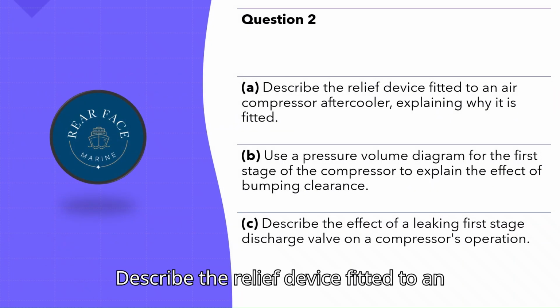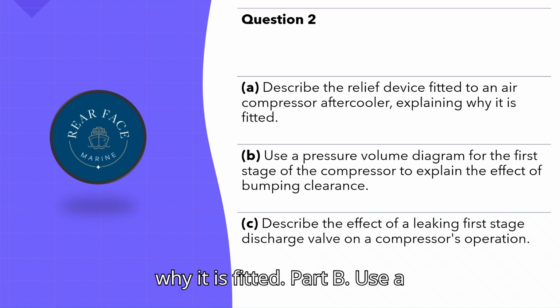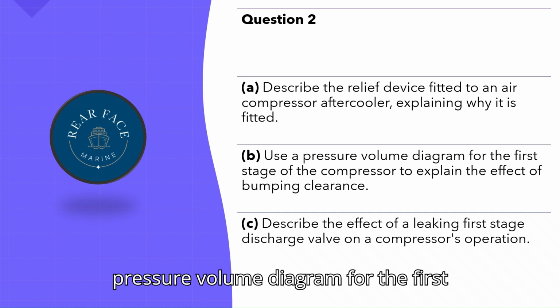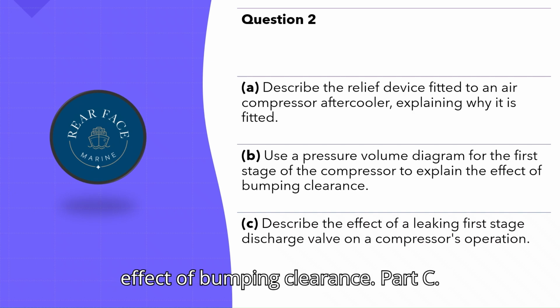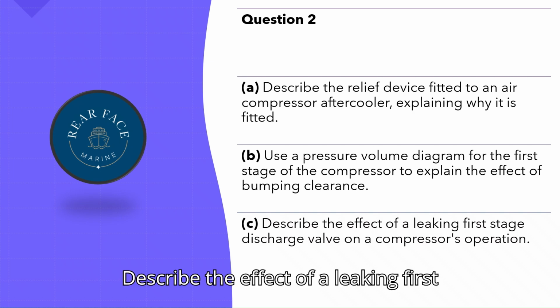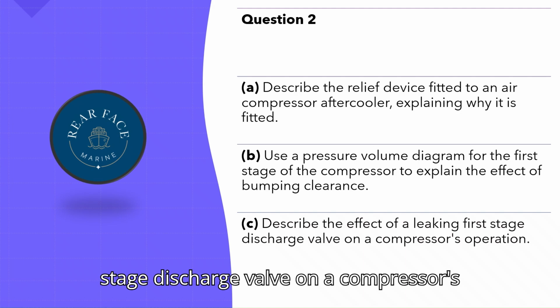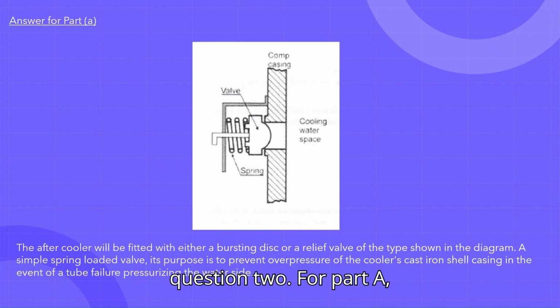Part A. Describe the relief device fitted to an air compressor aftercooler, explaining why it is fitted. Part B. Use a pressure volume diagram for the first stage of the compressor to explain the effect of bump clearance. Part C. Describe the effect of a leaking first-stage discharge valve on a compressor's operation. Let's check the answers for question 2.